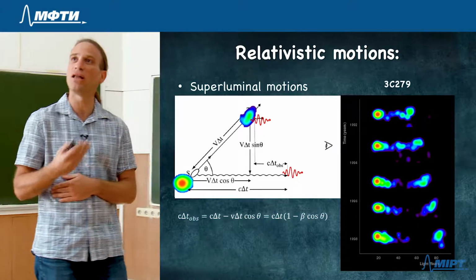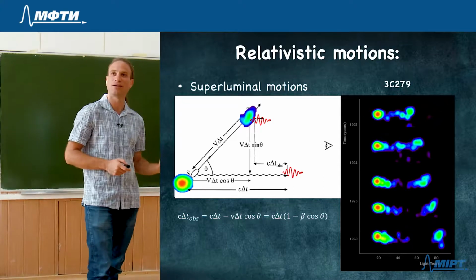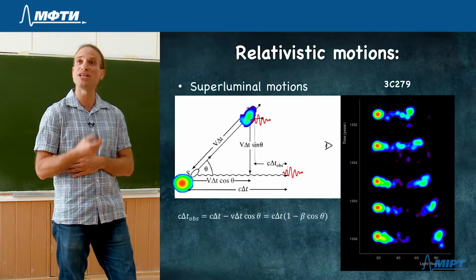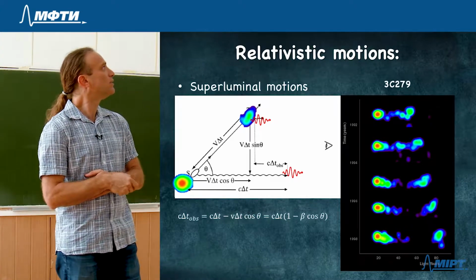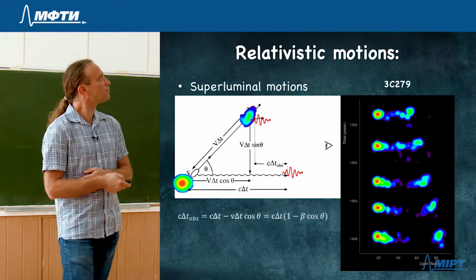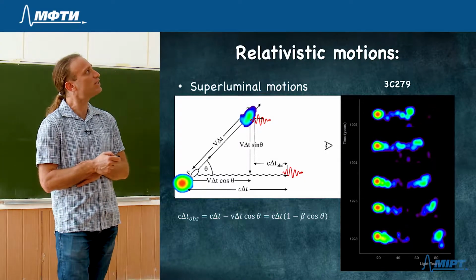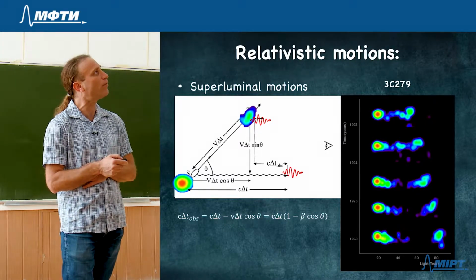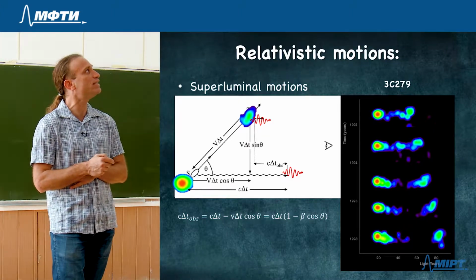I will use beta a lot in this talk, so beta is just v divided by c. It's a unitless quantity, and it's always smaller than 1, and that's important. Now what we see, we do not see this. What we see is the motion across the sky. We see this blob move across the sky, so this is the distance that we see.